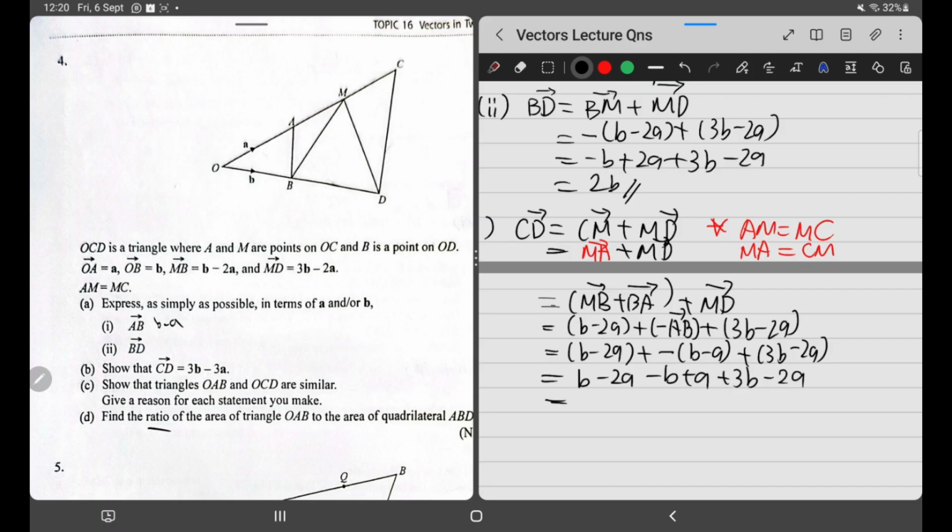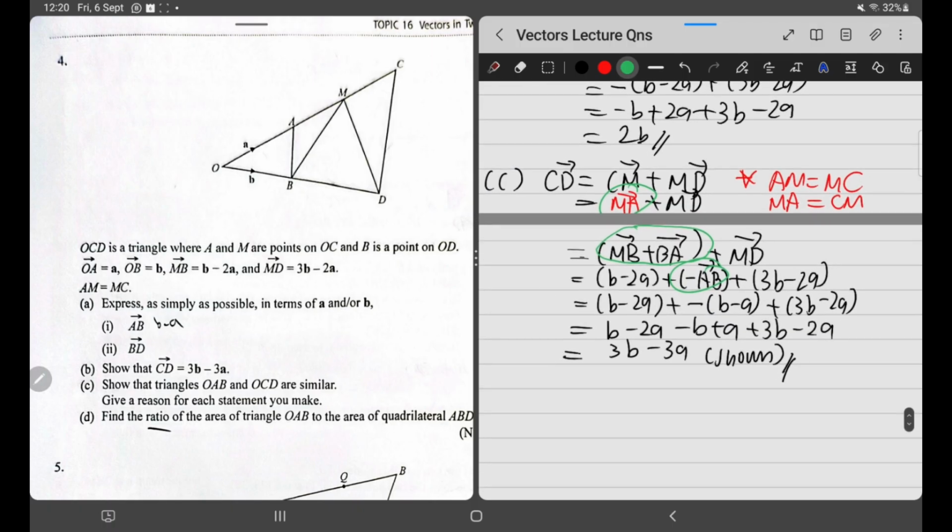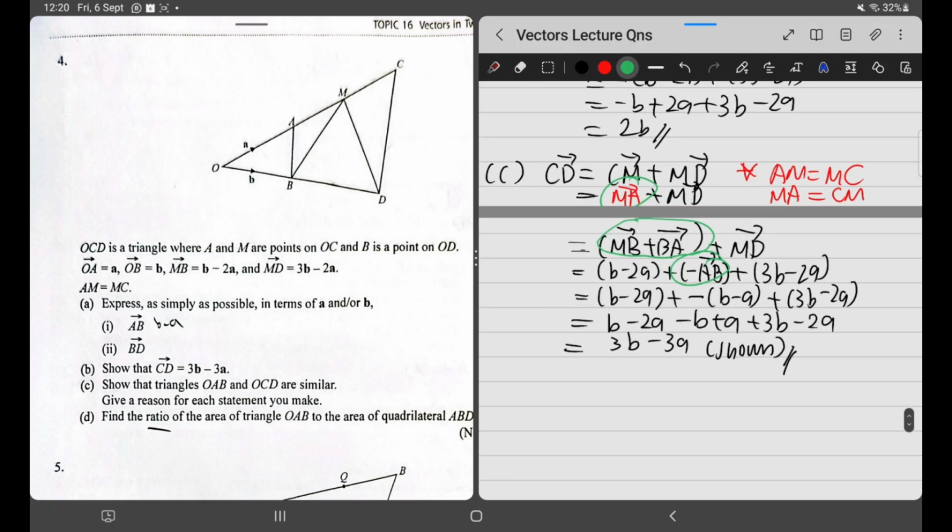Therefore, the final answer should be 3B minus 3A. And yep, so that's what the question wants to see. Sure. So 3 key steps. First key step is identifying this. Second key step is breaking down into this. And then the third key step is changing BA to negative AB. Okay, that is for question B.